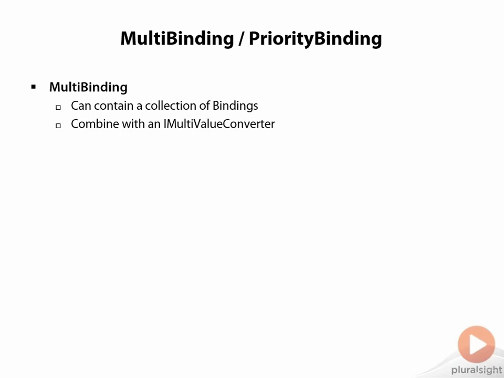But this multi-value converter is going to get passed an array of values. The array is going to be populated with the values that came out of each one of the child bindings in the multi-binding, and then the converter can do with those values what it pleases.